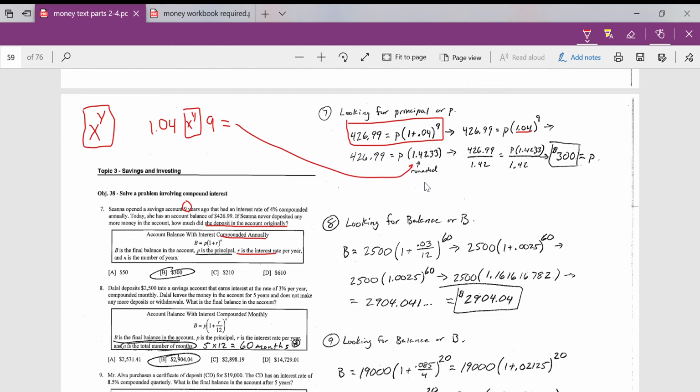And that right here would give me this answer. I rounded a little bit. I carried out 4 spots. But I'll do a separate video for that. But that is how you do an exponent on the calculator.